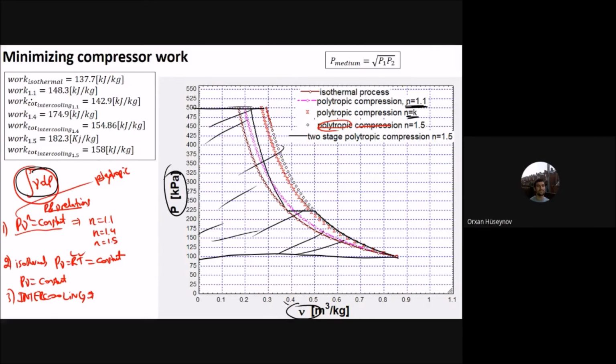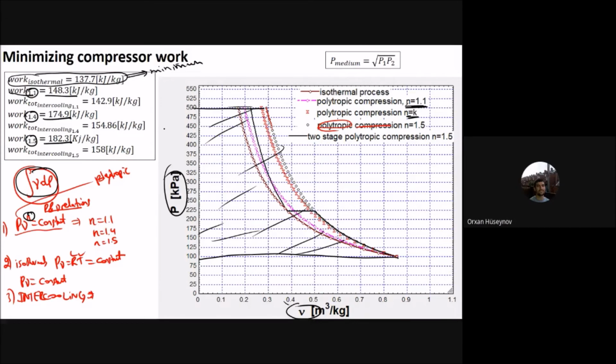And you can see it here: for n of 1.1, you have this amount of work. If k is 1.4, you have this amount of work. If it is 1.5, you have this amount of work. The first thing is that if you drop the n, you get lower work. And when it is isothermal, this is the minimum. This is the minimum work that you can get from the compressor.